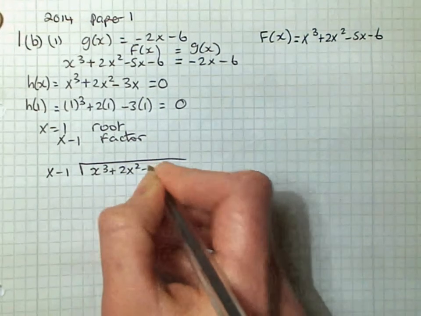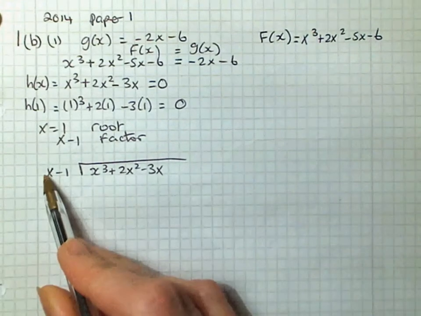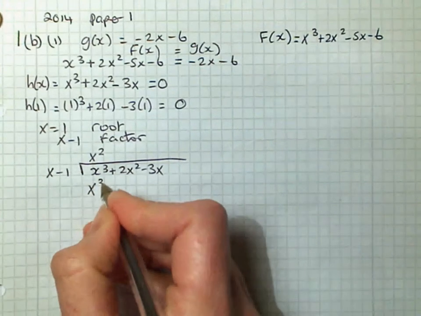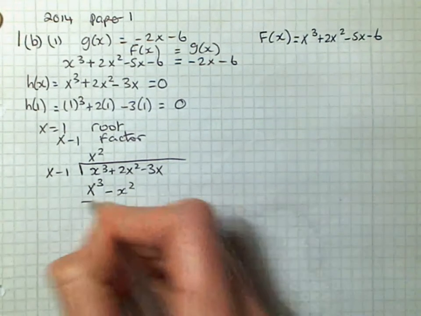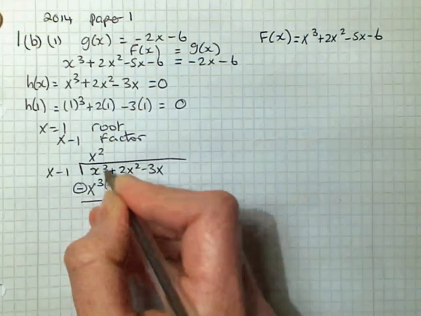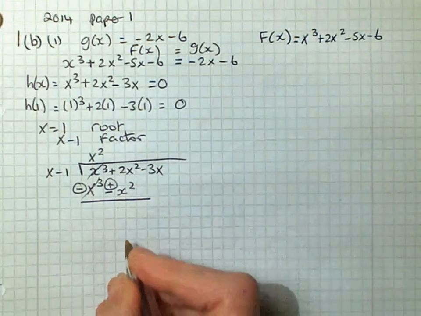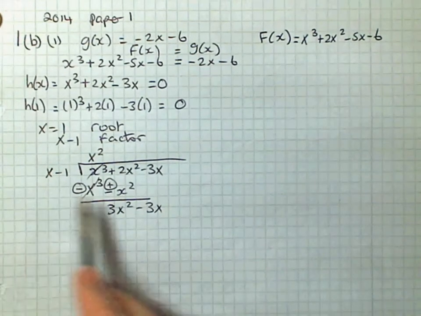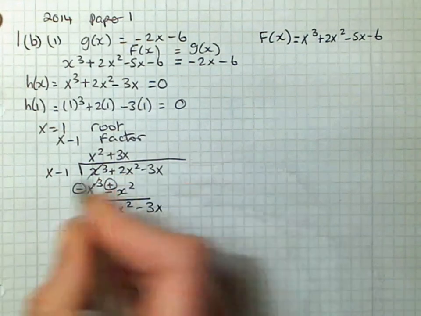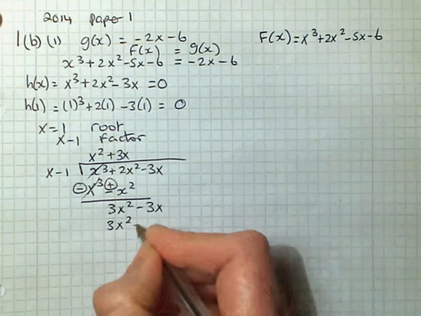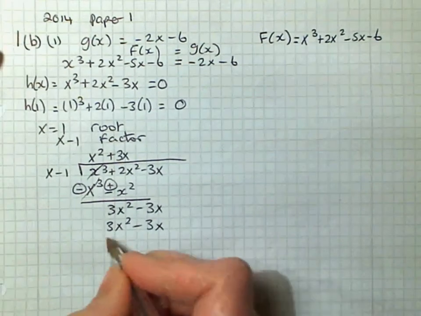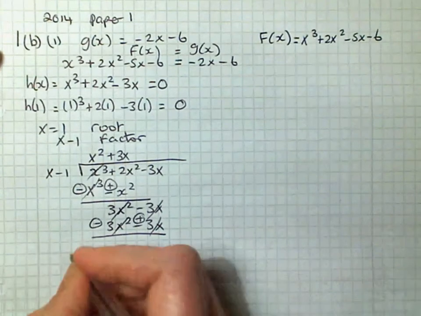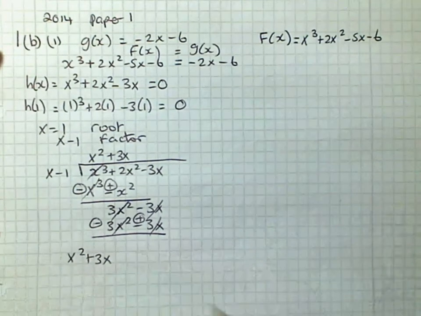So x squared plus 2x squared minus 3x. Okay, so what do we multiply x by to give us x cubed? The answer being x squared. X squared by x is x cubed. X squared by minus 1 is minus x squared. Change your signs and cancel. 2x squared plus x squared is 3x squared minus 3x. What do you multiply x by to give you 3x squared? The answer being 3x. 3x by x is 3x squared. 3x by minus 1 is minus 3x. And change the signs and we'll cancel. So now we know that x squared plus 3x is a factor.